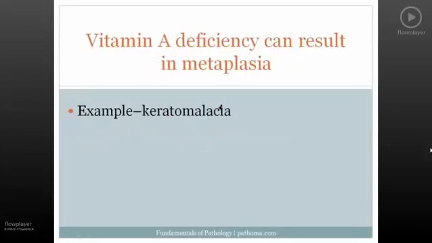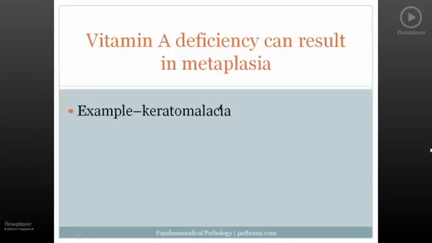Another important principle concerning metaplasia is that vitamin A deficiency can result in metaplasia. Before you can understand this, we need to take a step back and maybe stick a couple other high-yield points in here. Let's start with vitamin A deficiency. When you think about vitamin A deficiency, the very first thing that comes to mind is night blindness. And I think that we're all familiar with the fact that if someone is vitamin A deficient, there's an increased risk for night blindness.